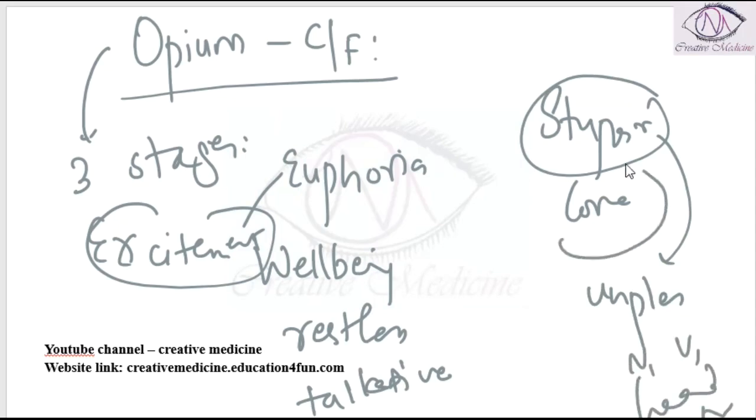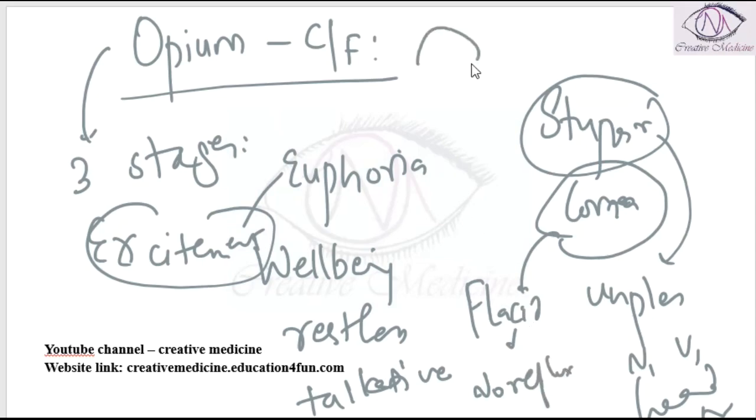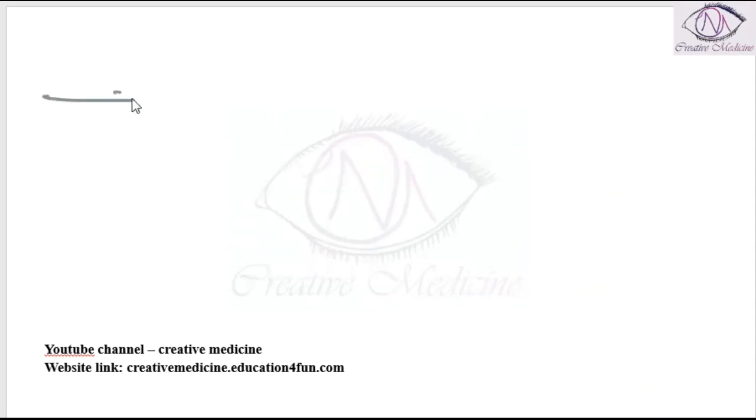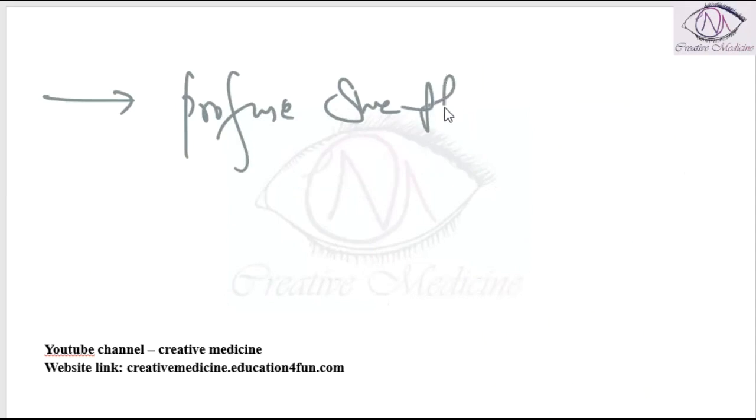Stage of coma. In stage of coma, the muscles become flaccid and there are no reflexes seen. Pupils become pinpointed and all the secretions will be suspended except the sweating. In opium poisoning, the patient presents with profuse sweating. Except sweating, all the other secretions are suspended.